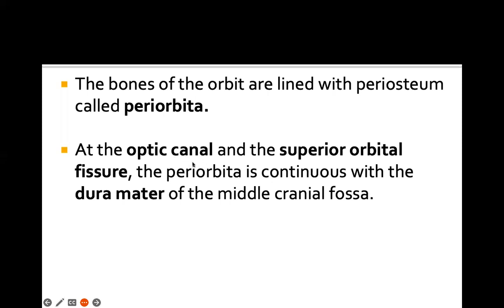So let's go over it again. At the optic canal, which we expect to be the apex of the pyramid, and the superior orbital fissure, the periorbita, which is actually the periosteum-lined areas of the orbit, is continuous with the dura mater. And we know that the dura mater is a type of meninge.